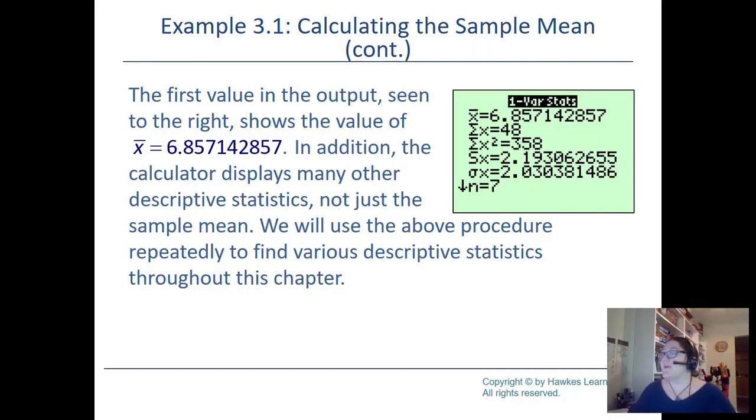I do want to point out that you do see the letter N here. And remember that we said that we did have 7 data values, and so that's a great way to see exactly how many data values you actually had. But again, we are paying closer attention to that first part up there where it says X bar. That is my big go-to one that I really want to see there.